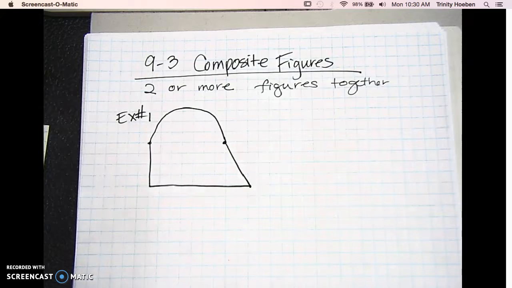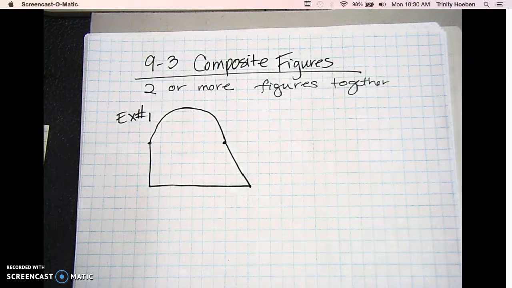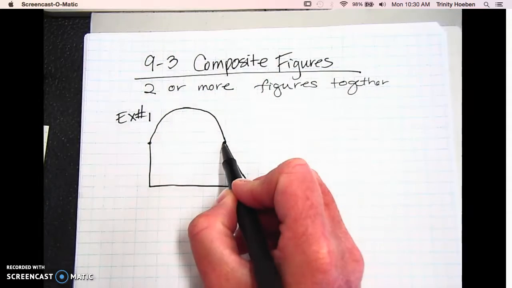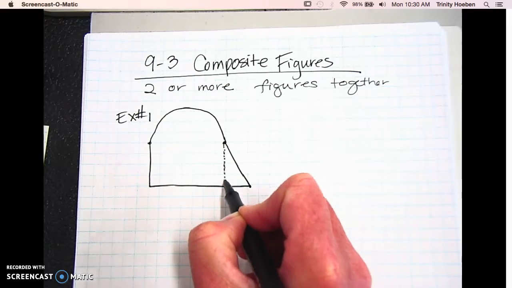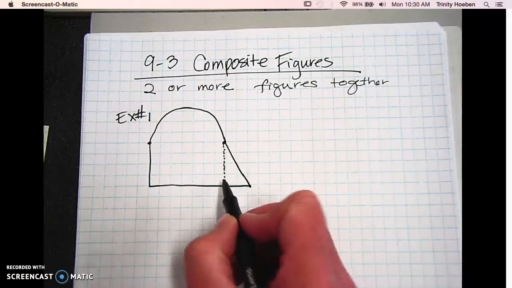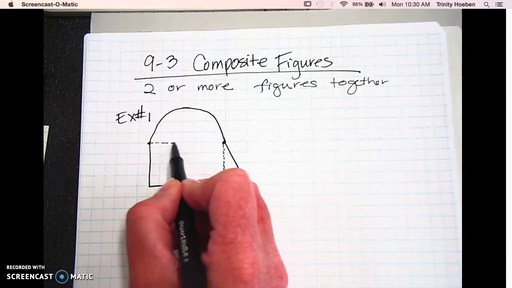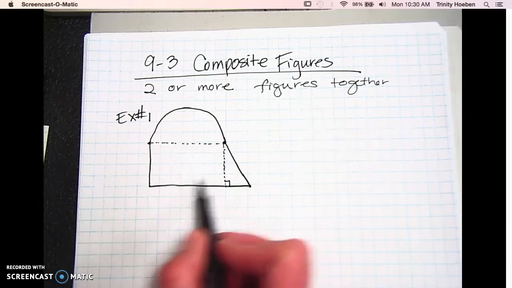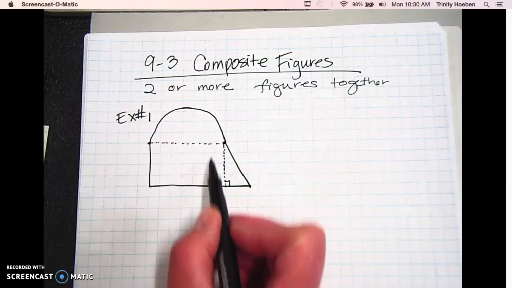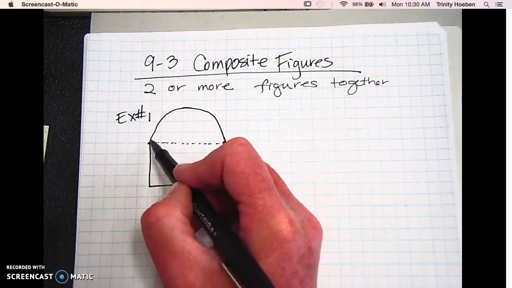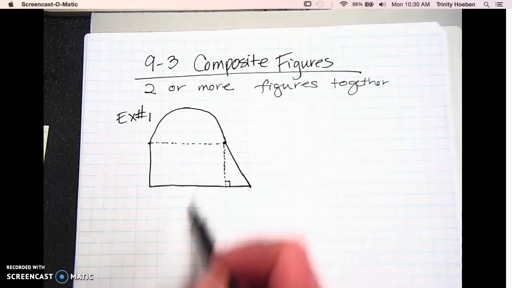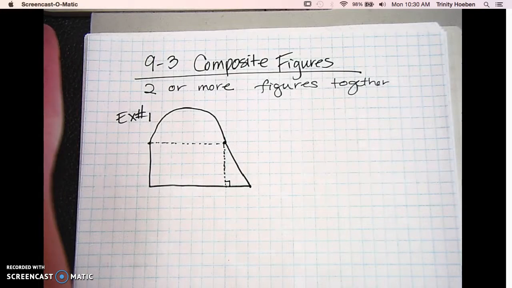All right, so example number 1, we have a figure that looks like this. At first, it's a little weird to look at, but if you draw a dashed line straight down here, over on the right, you've got a what? A triangle, okay? And if you draw a dashed line across here, you've got a what? This one's a rectangle, and up top, you've got half of a what? Circle.